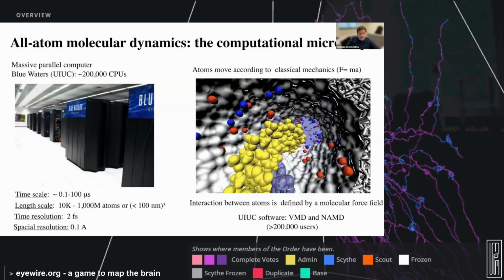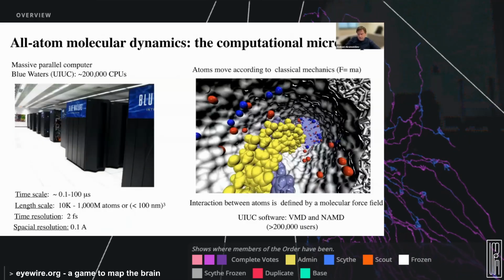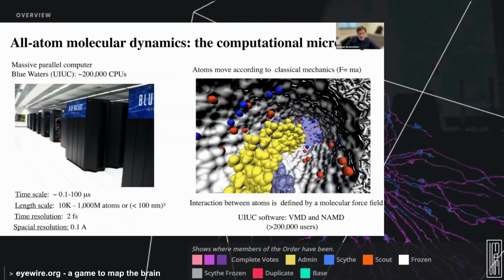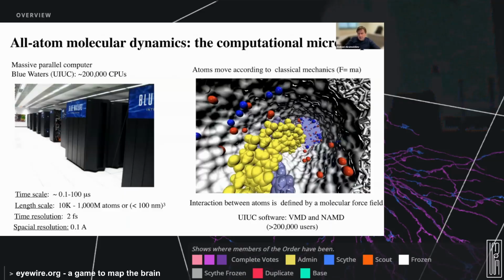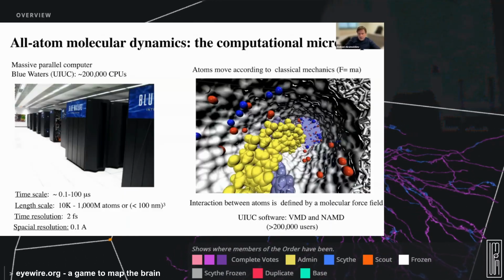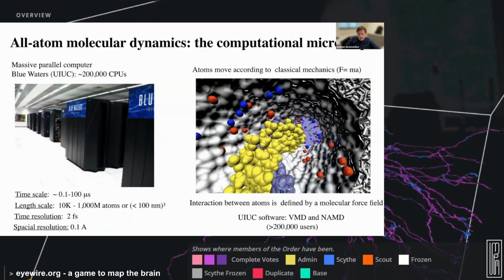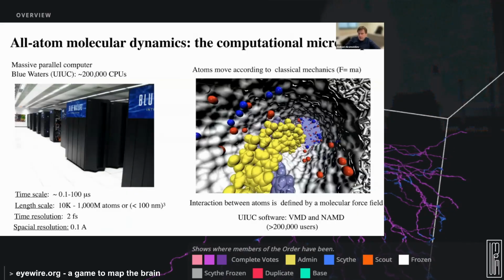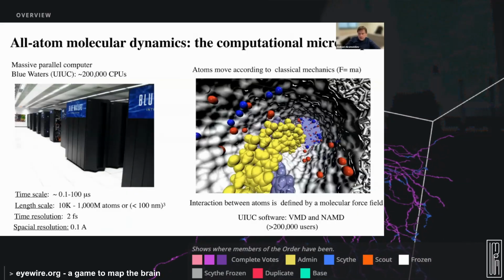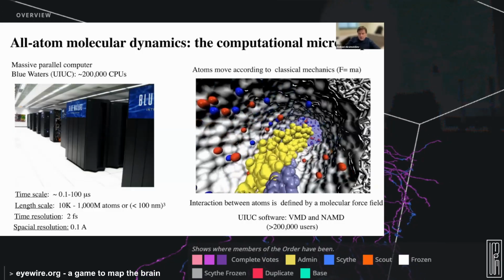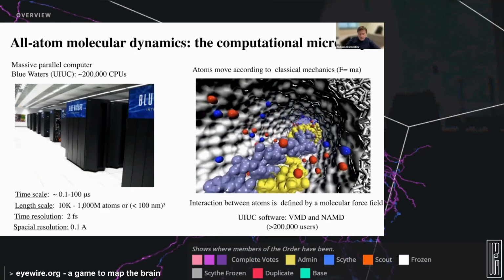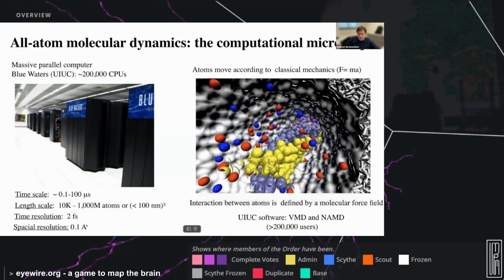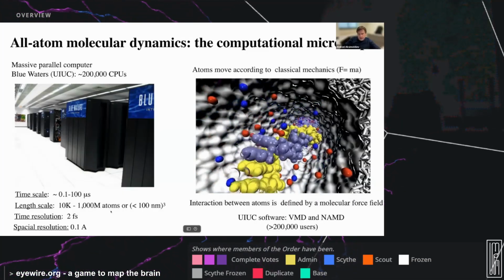But before I do that, let me introduce the method that we use. It's all-atom and multi-resolution molecular dynamics. We call it the computational microscope. So the idea is that we build atom by atom microscopic models of various systems and then animate them in time by solving Newton's equations of motion. So at the end of the day, we get something that looks like that, which is a movie of something going through a nanopore.